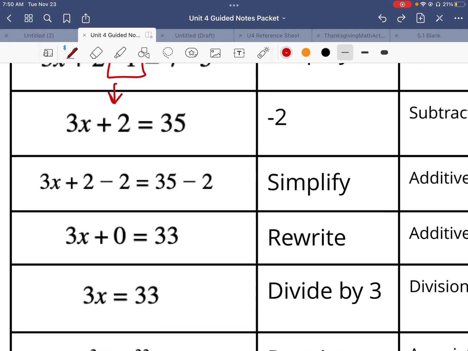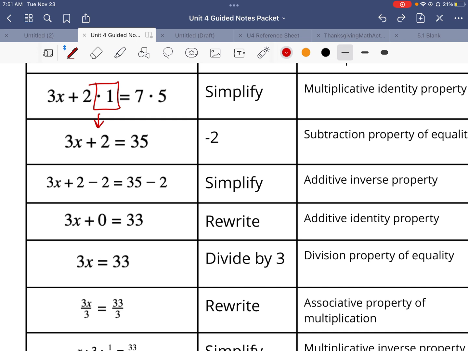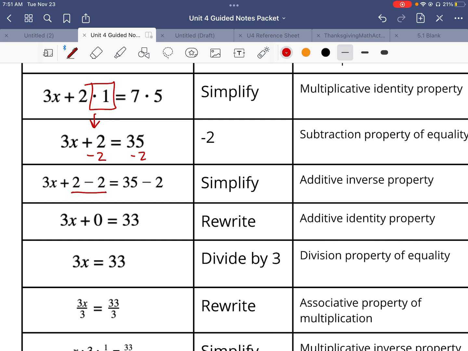Okay, so the next thing we would do would be to minus 2. And we do that with the subtraction property of equality. That's another one from 4.1. Okay, that just says that if we minus 2 here, that's fine. We just also have to minus 2 here. Okay, so then I just rewrote it out as 2 minus 2 and 35 minus 2. Now 2 minus 2, of course, is 0. Okay, and we know that with the additive inverse property, that is true.